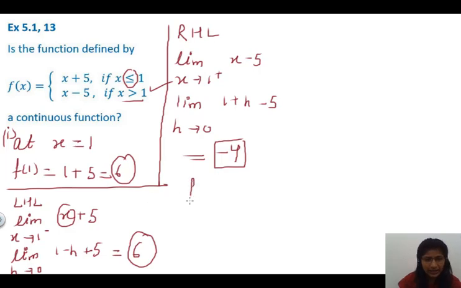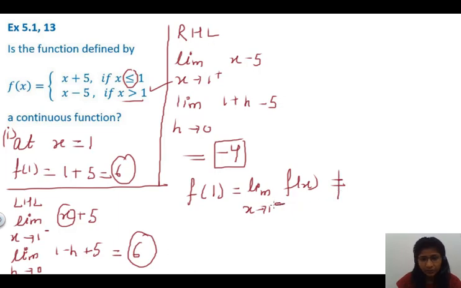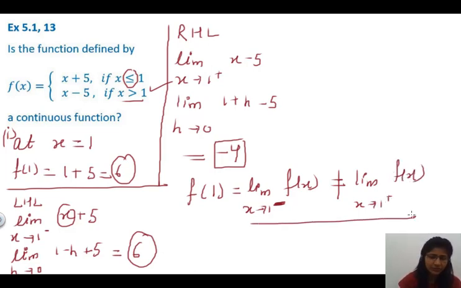So you write like this: value of function at 1 is equal to limit x tending to 1 minus f of x, which does not equal limit x tending to 1 plus f of x. Or we can just say that the limit for the function does not exist, which means the function is not a continuous function. So this is all for your homework part.